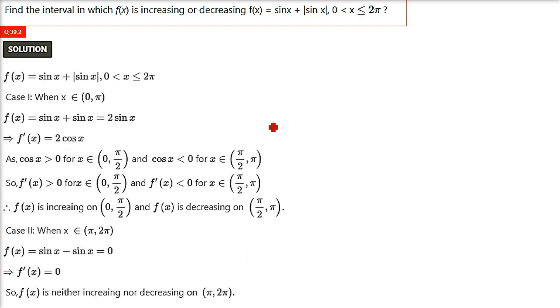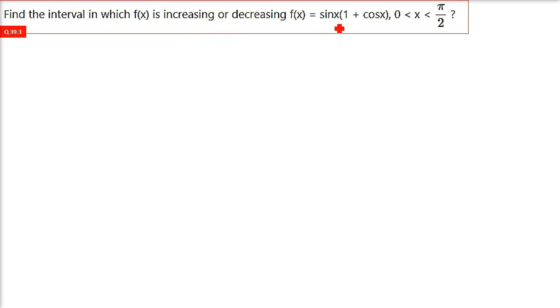Alright. And please do remember to make the diagram, as the diagram will make it easier. Find the interval in which the following function is increasing or decreasing between 0 and pi by 2. First we'll do the differentiation here. What will be the differentiation? f dash x. This is sin x.